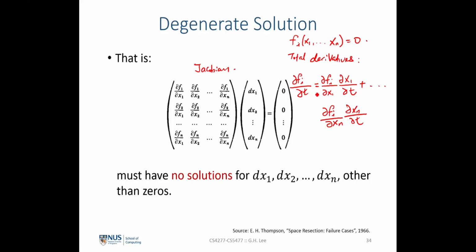After we get this equation, we can see that delta t appears in all the terms on both the left hand side and the right hand side. We can cancel off delta t here, and what we are left with is delta fi equals delta fi over delta x1 multiplied by delta x1, plus all the way until delta fi over delta xn multiplied by delta xn. And we can rearrange this equation into this matrix form where fi equals f1 all the way to fn.